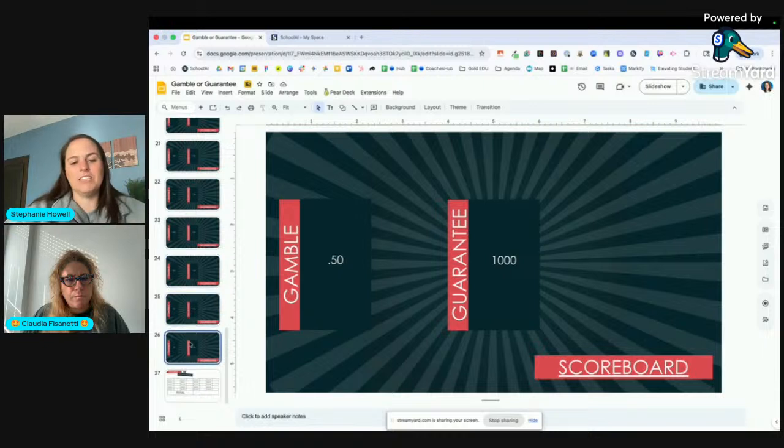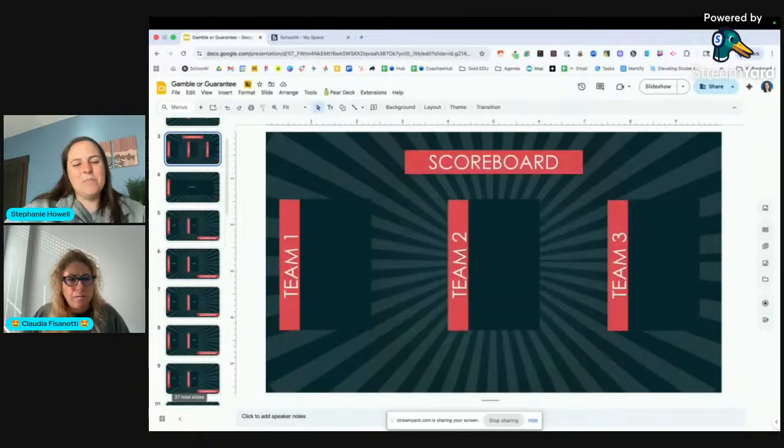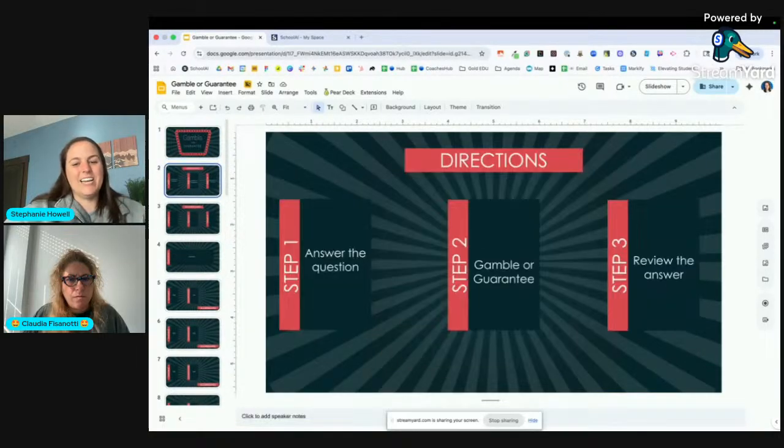You can decide what this looks like, but you can see here there are all different kinds of points, negative and positive, and the gamble is what the students have to decide. Am I going to gamble it, or do I want to guarantee it? You go over the answer.